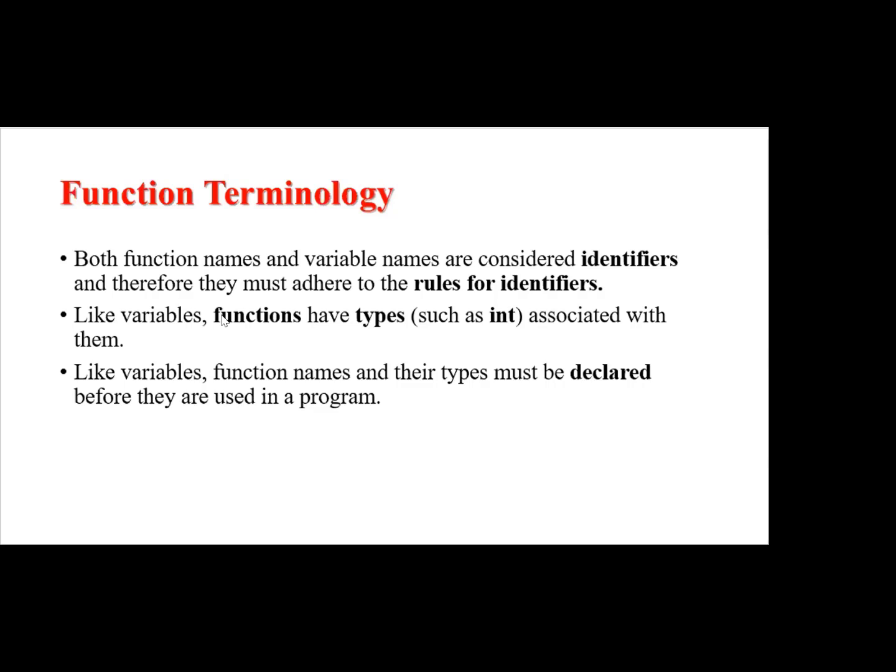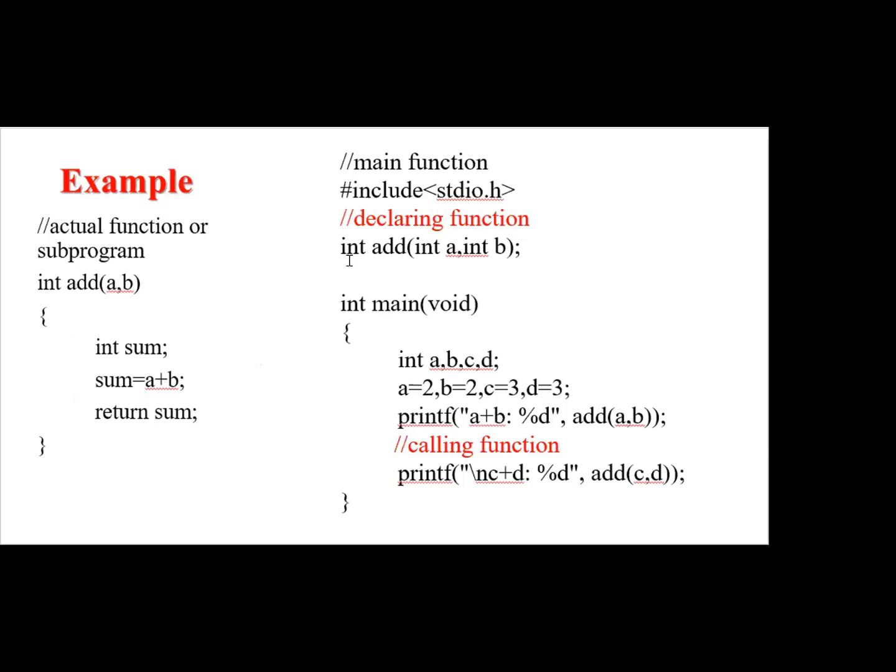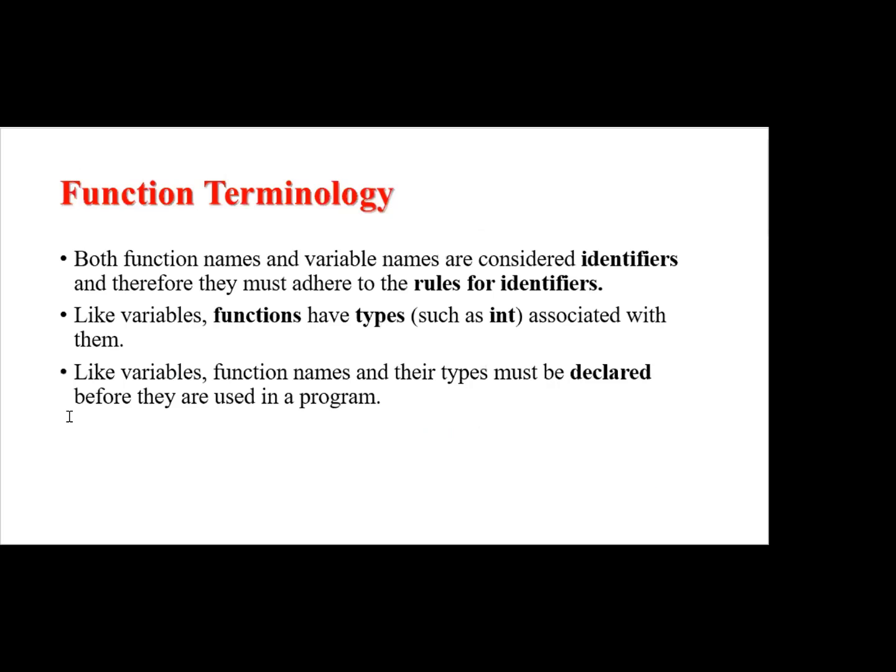Like a variable, a function has a type. In our other example, we saw that a function type is int. So same as a variable, a function can have a type, such as int, void, char, float, etc. Like variables, function name and their type must be declared before they are used.